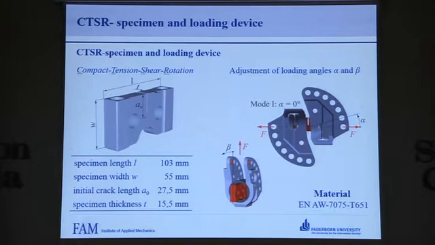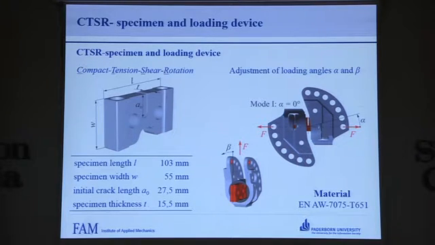The appropriate loading device consists of two sickles and so-called turrets where the specimen is fixed in. This concept enables crack growth investigation under pure mode 1 loading, pure mode 2 loading, pure mode 3 loading, as well as almost every combination of these three loading modes, only by changing the loading angles alpha and beta, and using only a uniaxial testing machine.